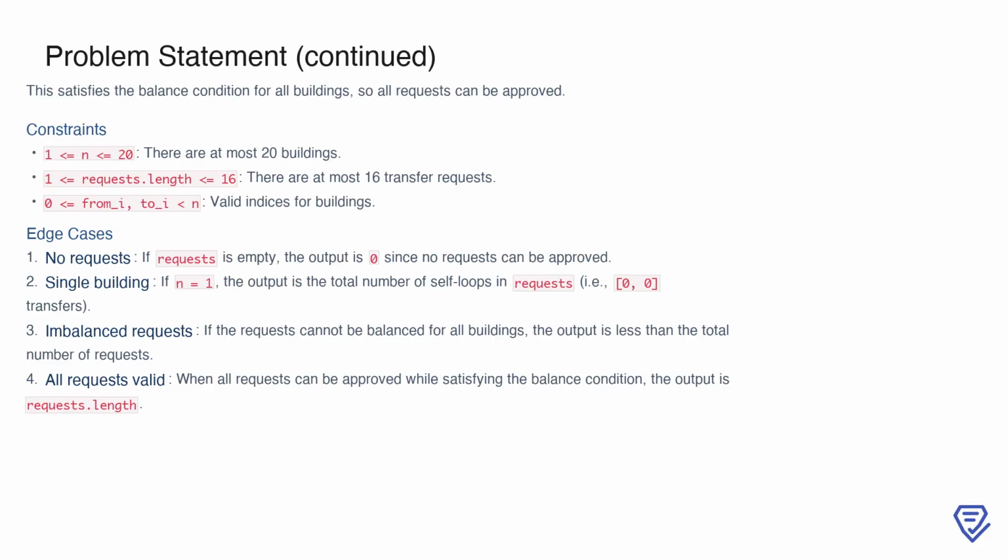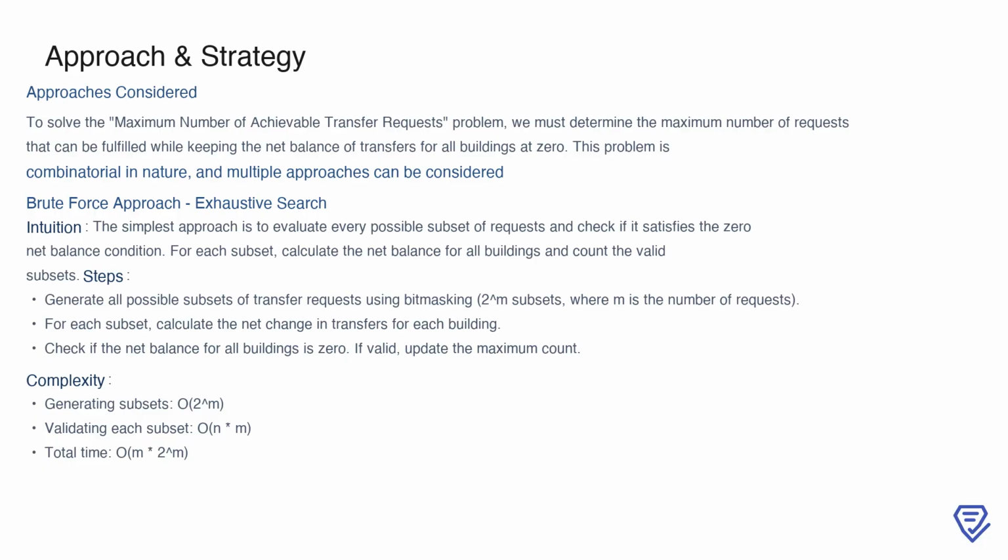requests array. To solve the maximum number of achievable transfer requests problem, we are tasked with maximizing the number of requests that can be fulfilled while ensuring that the net balance of transfers across all buildings is zero. This is a combinatorial optimization problem, and one approach we can consider is a brute force method using exhaustive search.